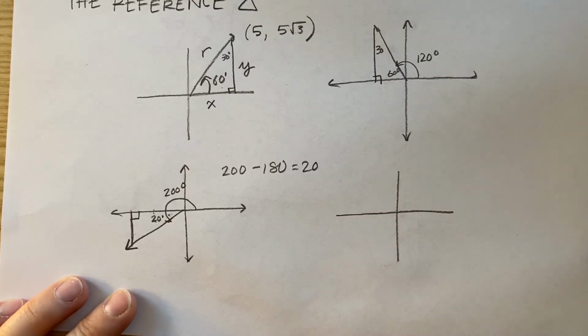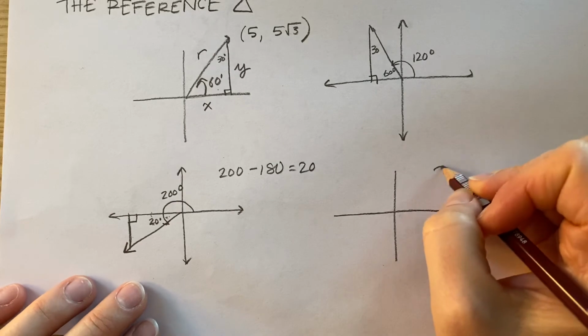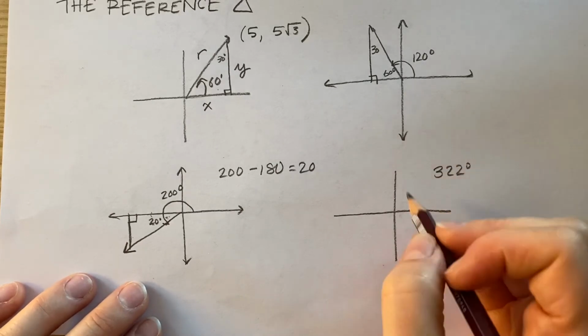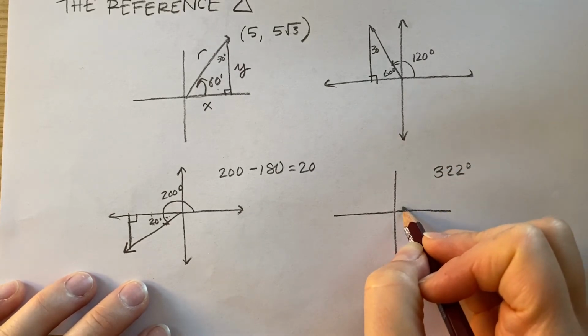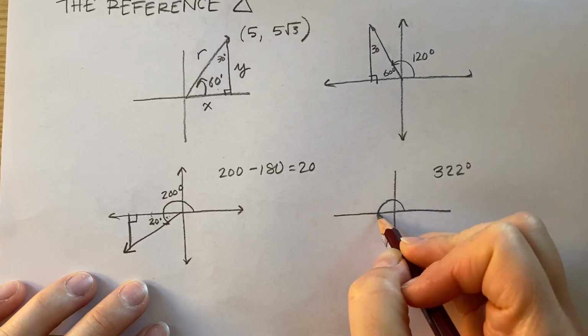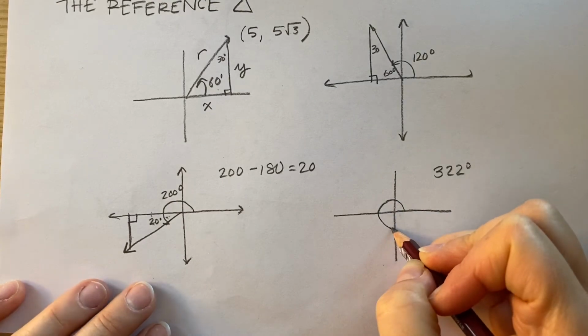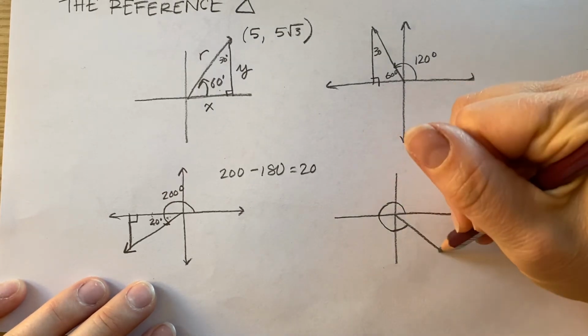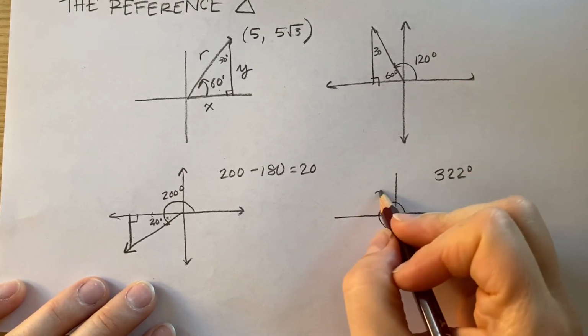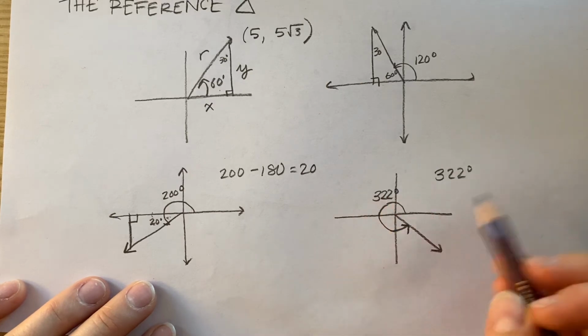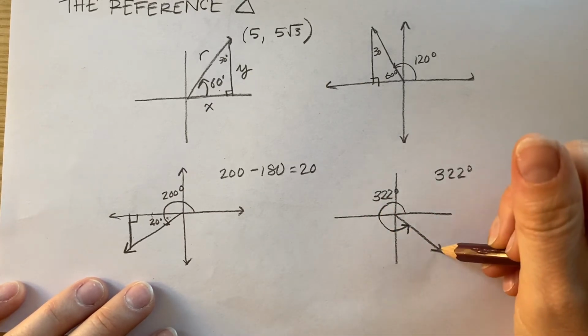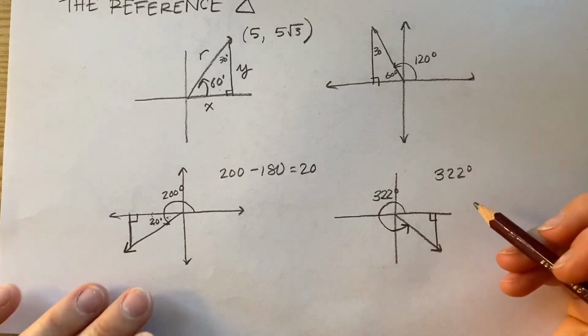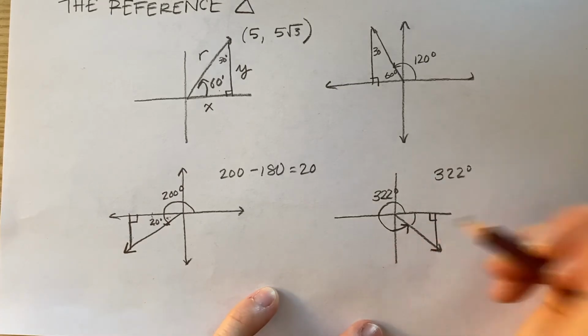What if the angle that I'm dealing with is 322 degrees? Well, I know I'm going to go here. Here's 90, 180, 270, 322. Okay, so here's a 322 degree angle. I'm going to make my perpendicular. How do I figure out what this angle is?